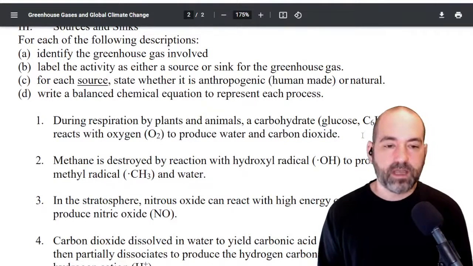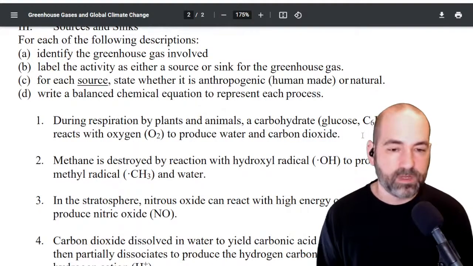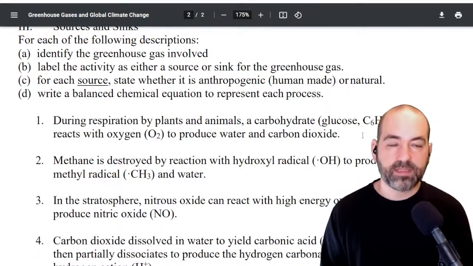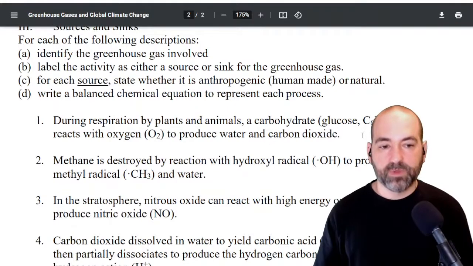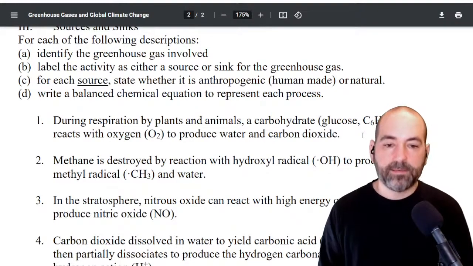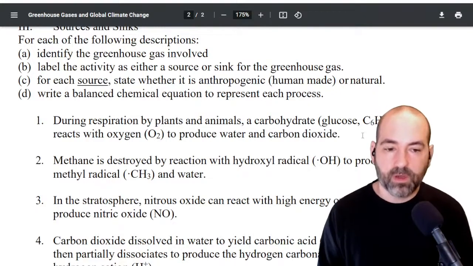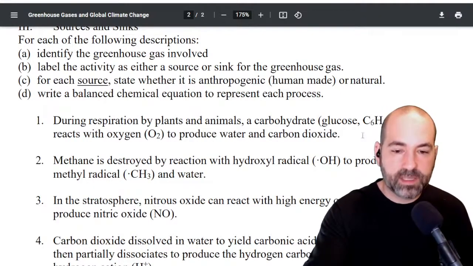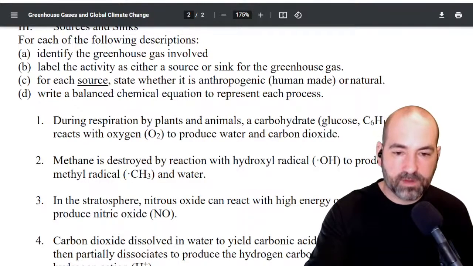And so then we want to say, is this a source or a sink for the greenhouse gas? So what that means is a source is a process that produces the gas, and a sink is a process that gets rid of or absorbs the gas. In this case, we're producing our greenhouse gases, we're producing water, we're producing carbon dioxide. And so that means that this process is a source of the greenhouse gases.